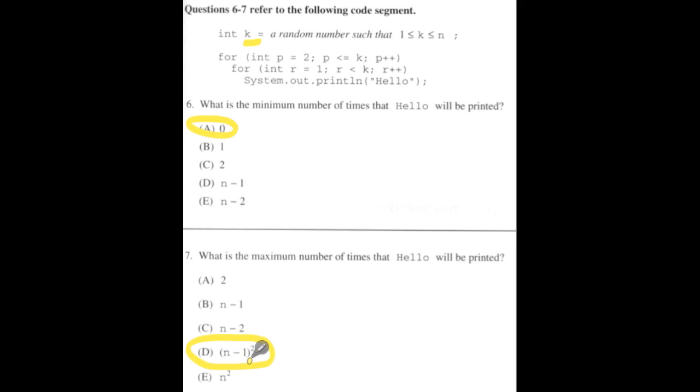It's going to do n minus 1 executions. The outer loop will do n minus 1, and the inner loop will do n minus 1. So n minus 1 times n minus 1, which is (n minus 1) squared, is the answer. Okay? Cool.